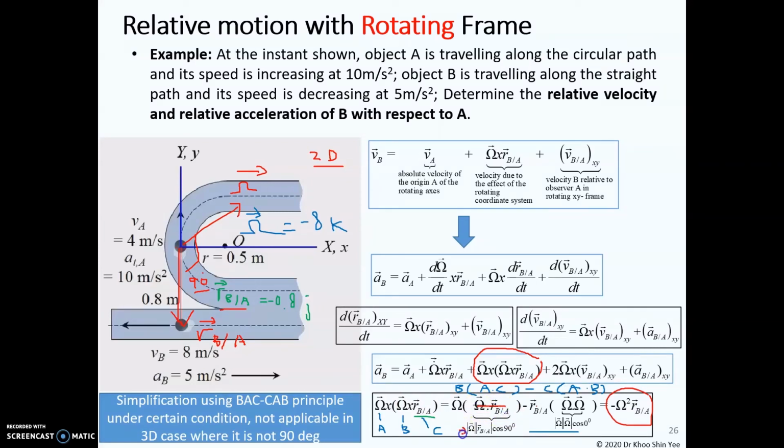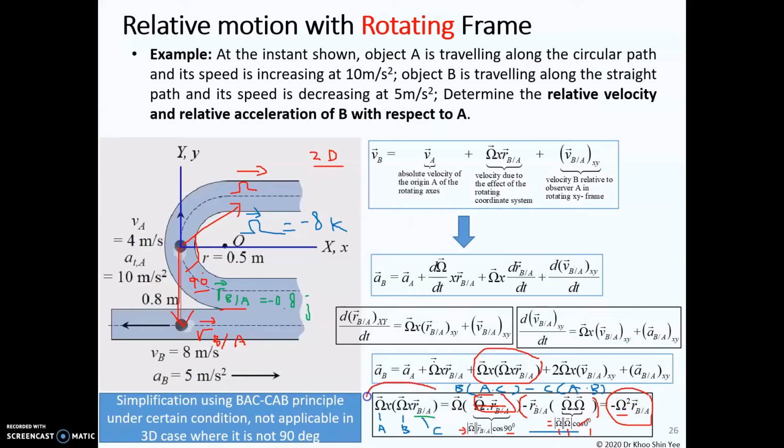Based on the dot product definition, when the angle is 90 degrees, cos 90 degrees is equal to 0. Therefore, this product will be equal to 0. So you only have this remaining term here. Ω dot Ω can be further simplified using the dot product definition. Since the angle between these two vectors is 0, cos 0 gives you 1, so you obtain the magnitude of Ω multiplied by the magnitude of Ω, which is Ω squared.